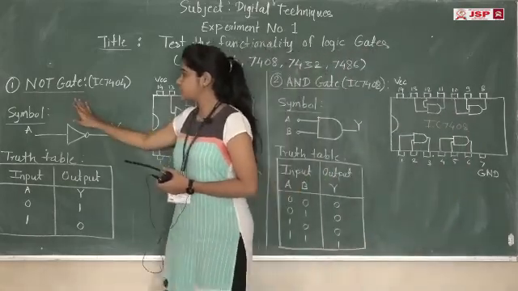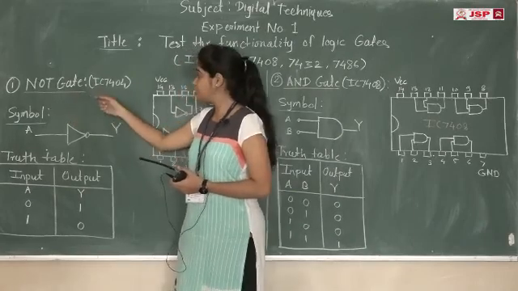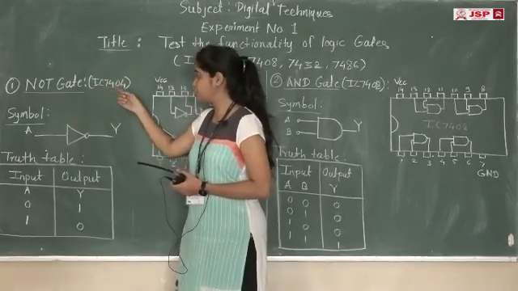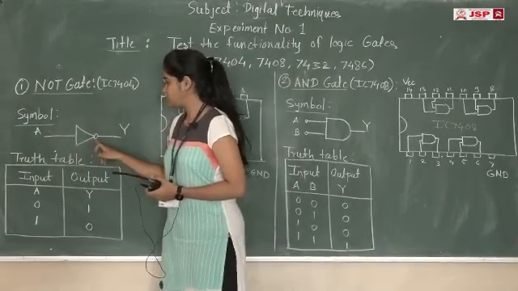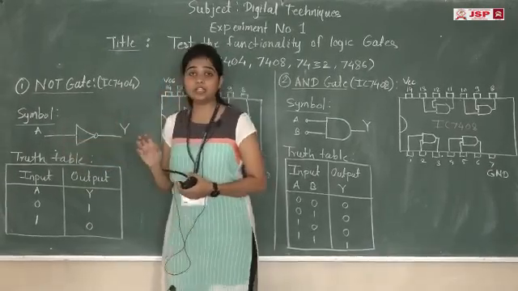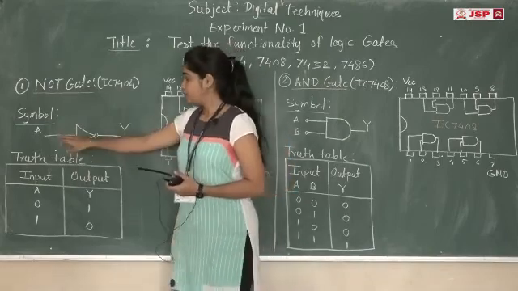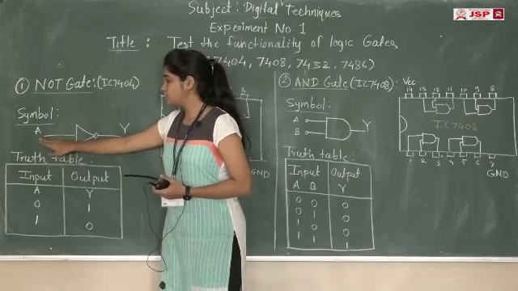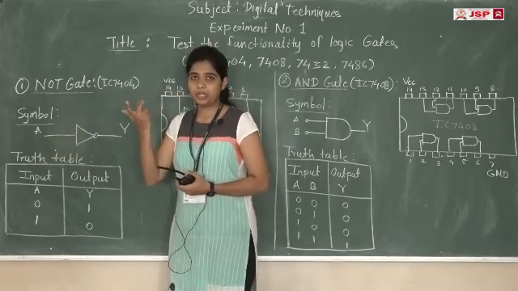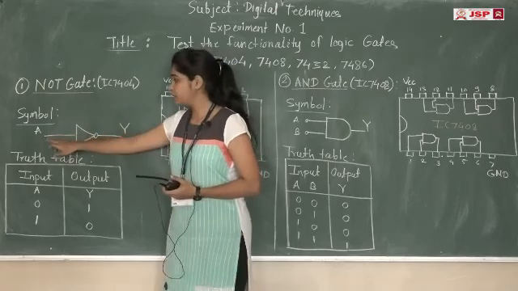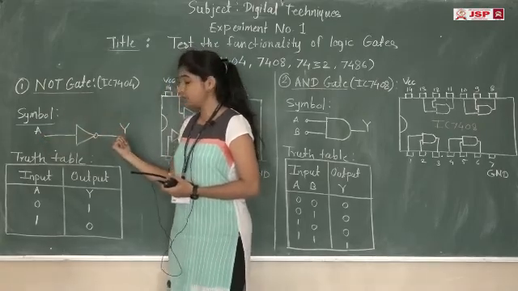Now first we are going to perform the NOT gate. For the NOT gate we are using the IC 7404. This is the symbol of the NOT gate. The NOT gate is basically used for inversion purpose. When we give 0 input, the output is 1, that is the complemented output. If we give 1 input, then the output is 0.